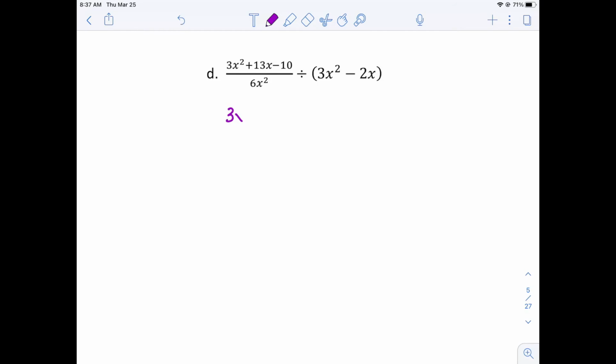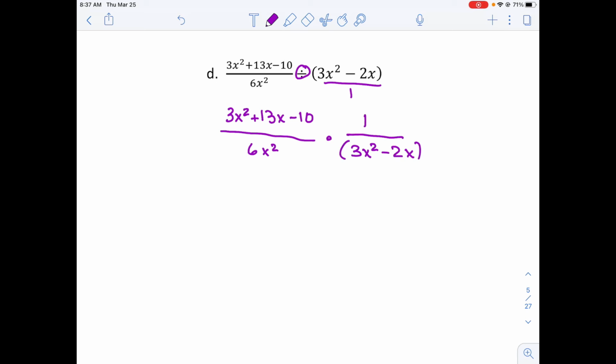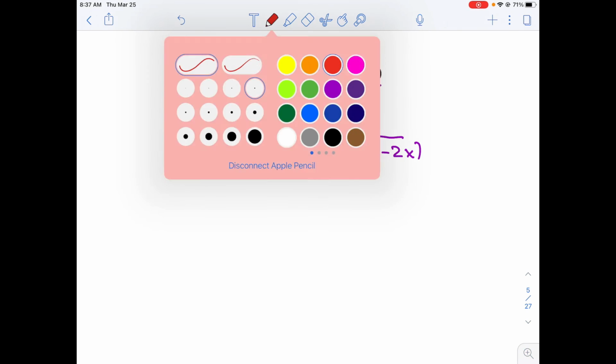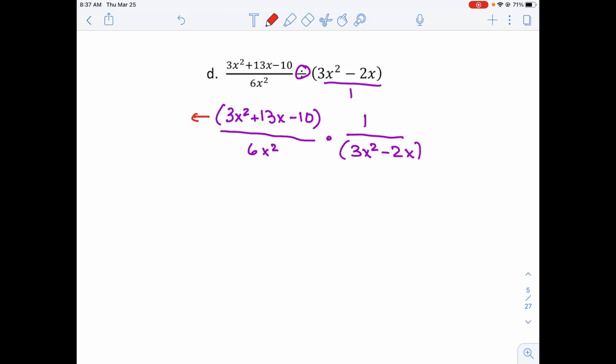So one more division one here. Again, if you're dividing, we want to multiply by the reciprocal. So I'm going to rewrite this and then take that second expression that I was dividing by, and I'm going to multiply by 1 over it. And then again, looking for what I can factor things into, I'm going to start with the top. I need two numbers that multiply to 3 times negative 10, so multiply to negative 30 and add up to 13. So 15 and negative 2 will do that.